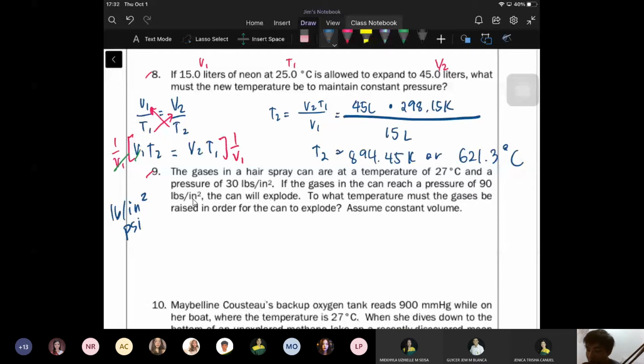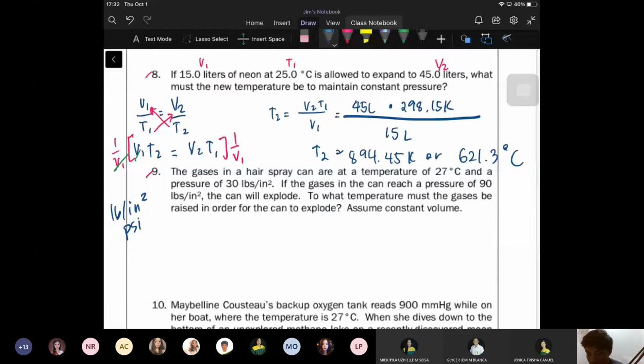Sabi dyan, if the gases can reach a pressure of 90 pounds per square inch, the can will explode. Sasabog yung lata. To what temperature must the gases be raised in order for the can to explode? Kailan daw siya sasabog? Anong temperature daw? So, solve natin.